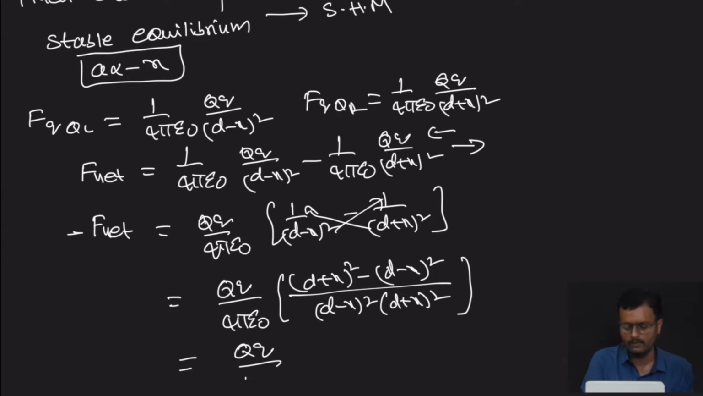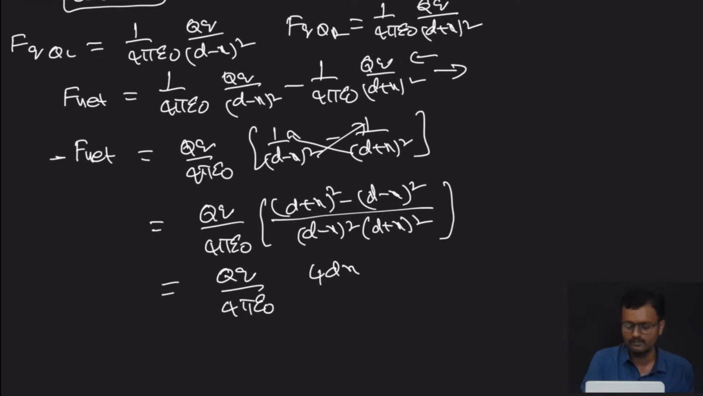q by 4 pi epsilon naught, (d plus x) whole square minus (d minus x) whole square. Finally we get 4dx by (d minus x) whole square plus (d plus x) whole square. So both have a common whole square: (d minus x) into (d plus x), so that is d square minus x square.